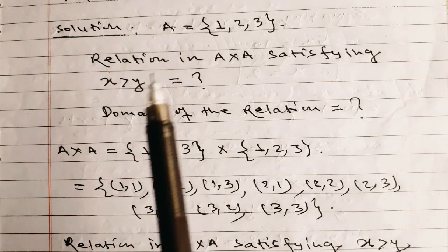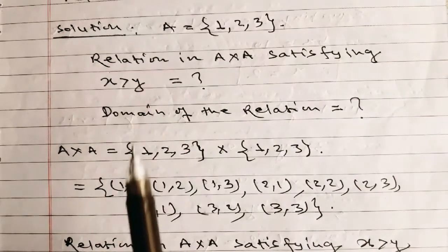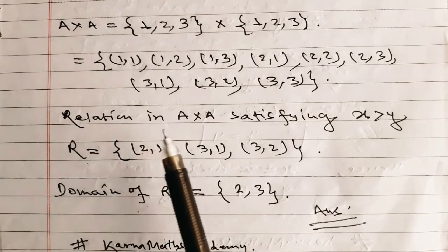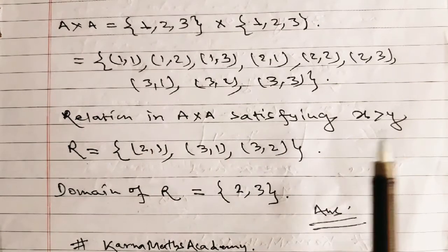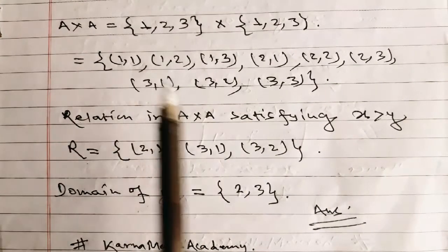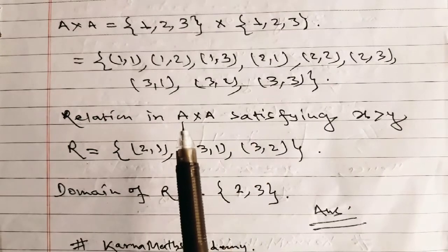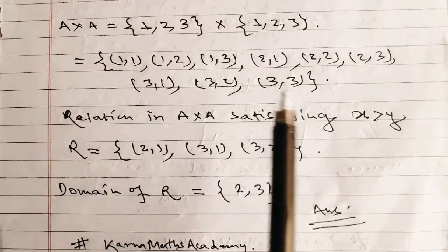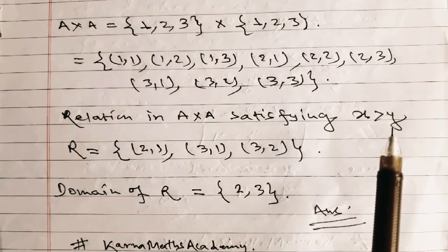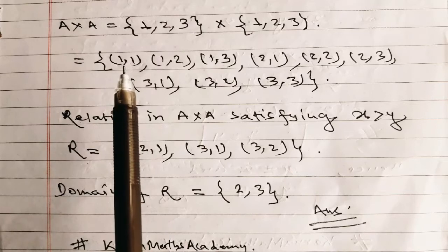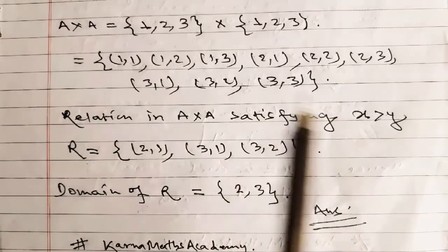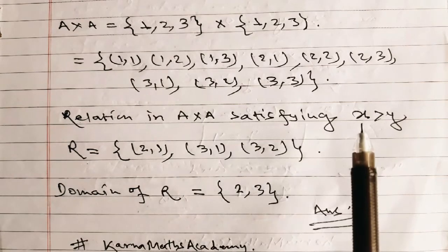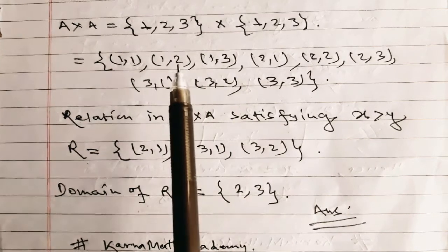Now we have to find the relation in A cross A satisfying the condition x greater than y. From the Cartesian product, we'll find the ordered pairs which satisfy the condition x greater than y. In the first ordered pair, the x component is 1 and the y component is 1. They are equal, so (1,1) doesn't satisfy the condition x greater than y.